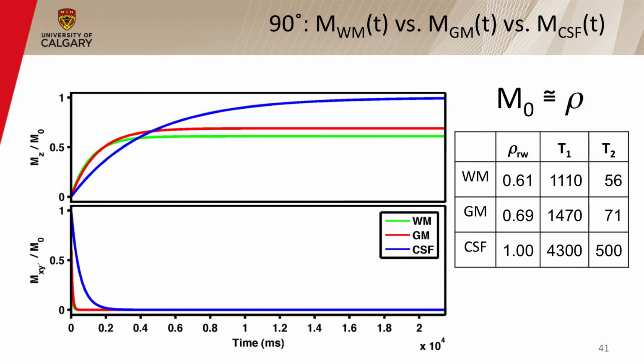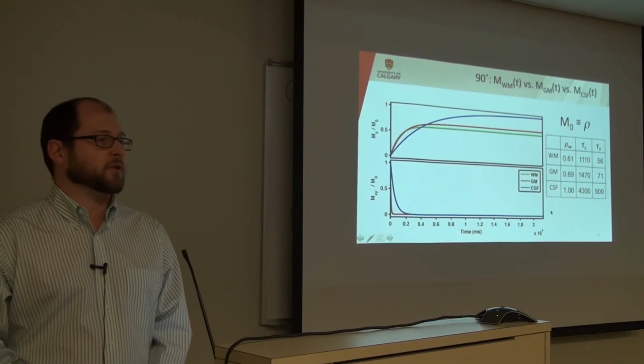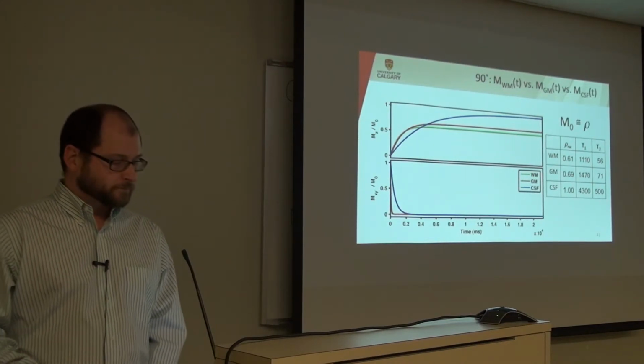Okay? Now, we also see what happens in the rotating frame as a function of time as well. Both white matter and gray matter have a very short T2, which means that their spins dephase faster compared to cerebral spinal fluid that has a long T2, which means that its transverse decay is also very slow compared to the other two. Okay?